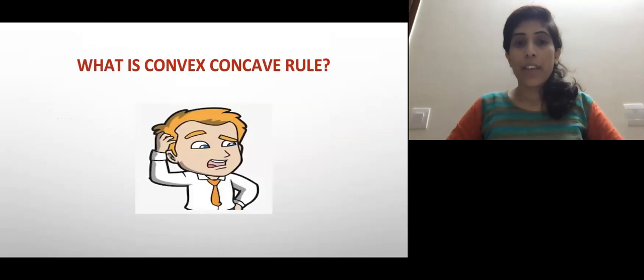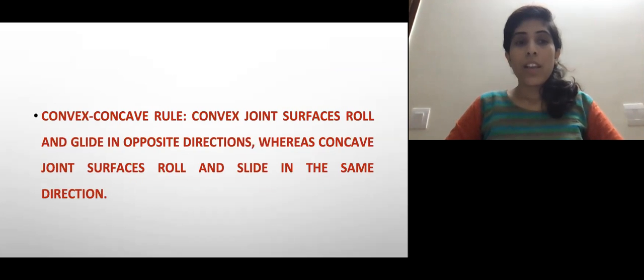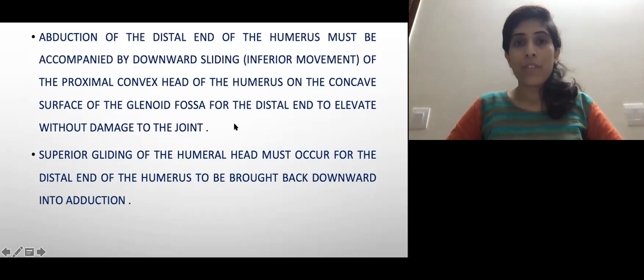So what is the convex concave rule? When a convex joint surface moves on a concave surface, the bone must roll in one direction and glide in another direction. So we'll see the convex concave rule. It says a convex joint surface rolls and glides in the opposite direction, whereas a concave joint surface rolls and glides in the same direction. Here I have given another example, that is shoulder abduction.